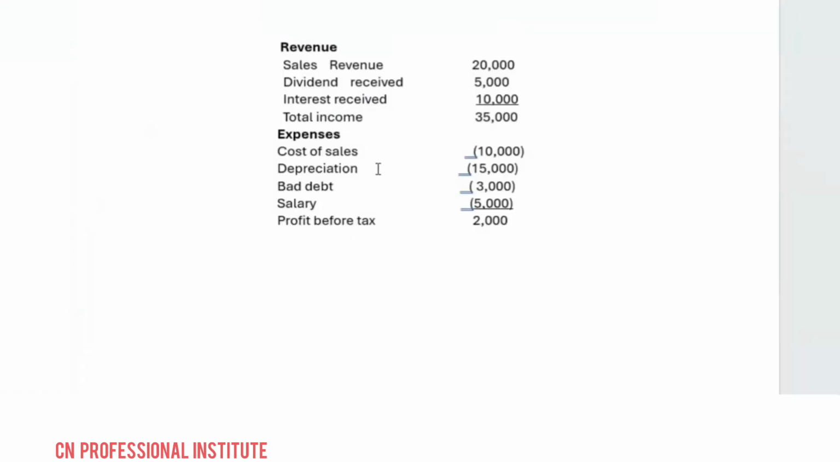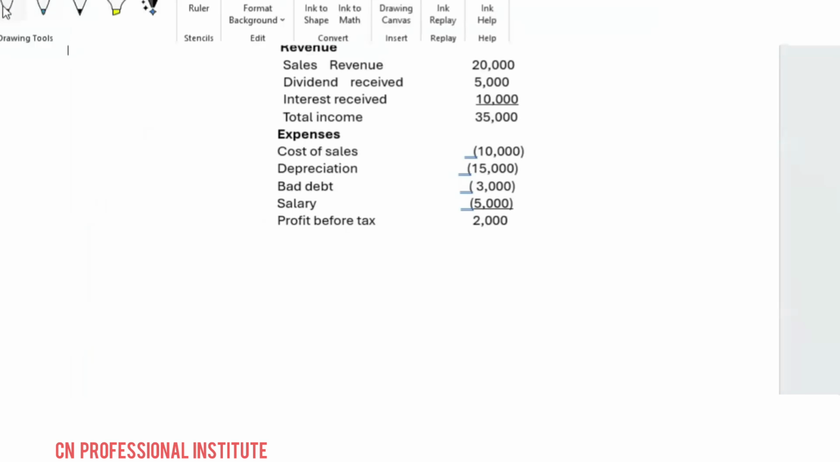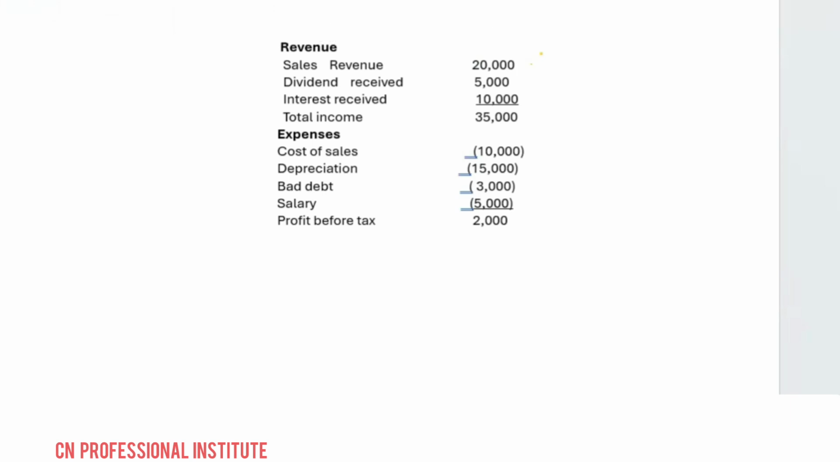Okay, now look at this. This is an extract of a profit or loss account. I just give this example to explain something, right? Look at this. You realize that we have sales revenue, we have dividend received, which is an income, and interest received. So we added all the income and then we got total income. Then we less the expenses, cost of sales, depreciation, bad debt, salaries, and then we got profit before tax of 2,000.